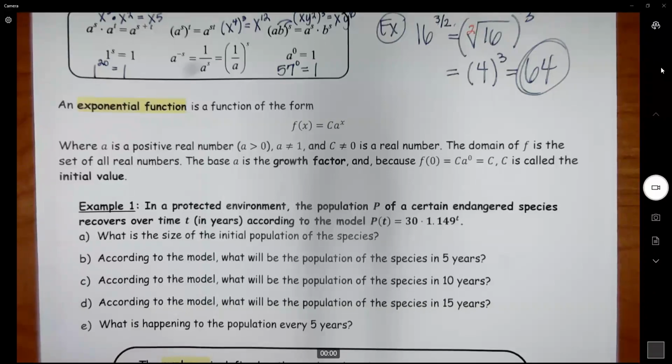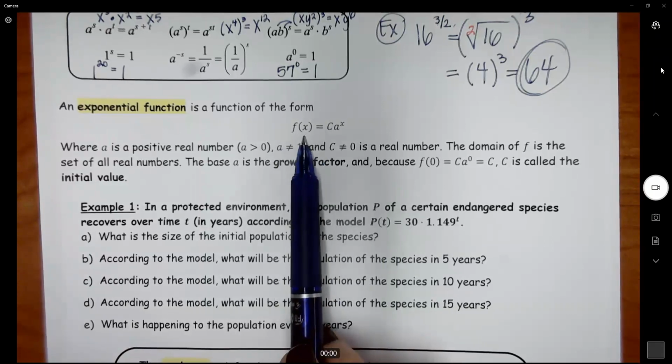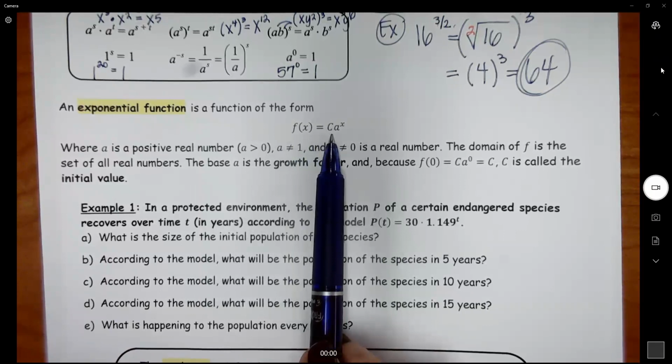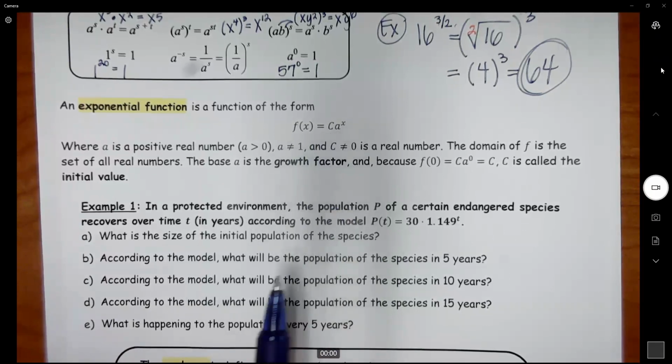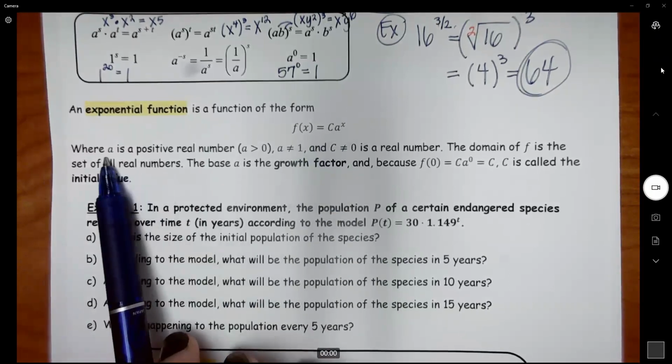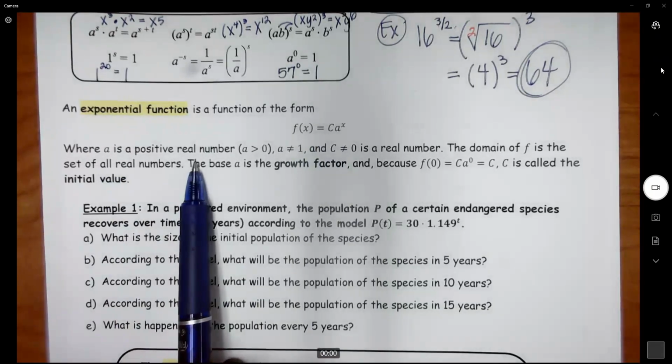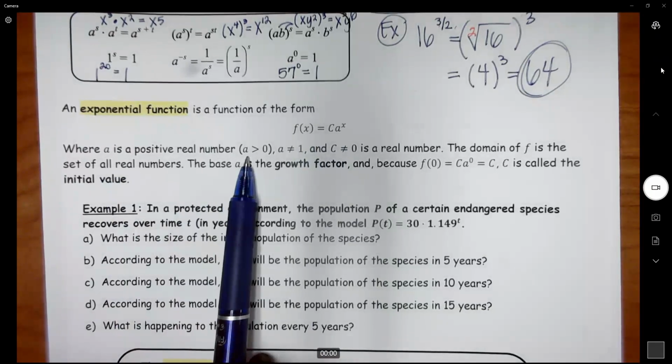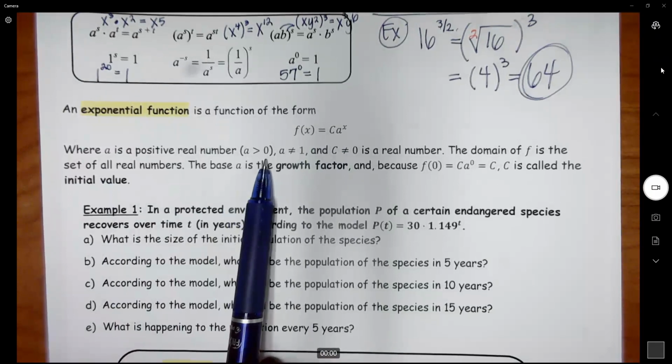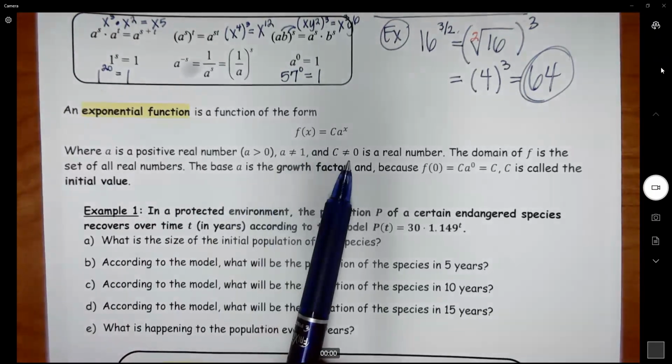All right, now that we've reviewed exponents, let's go over an exponential function. An exponential function is in this form right here: f of x equals c times a to the x power. And it goes on to say where a is a positive real number, and a does have to be greater than 0, and a cannot equal 1, and c cannot equal 0.